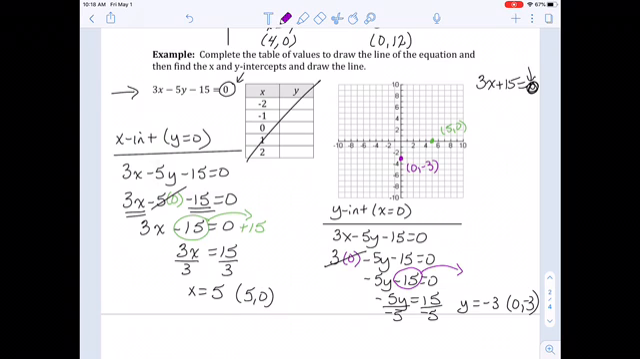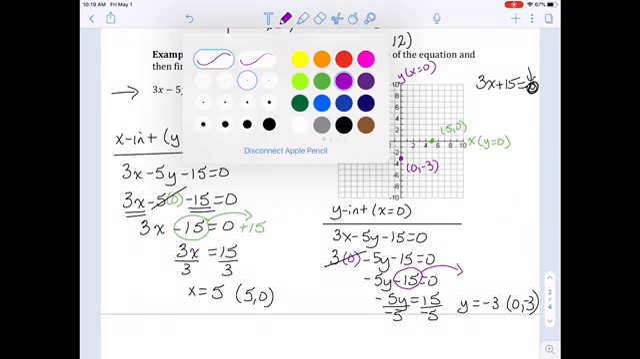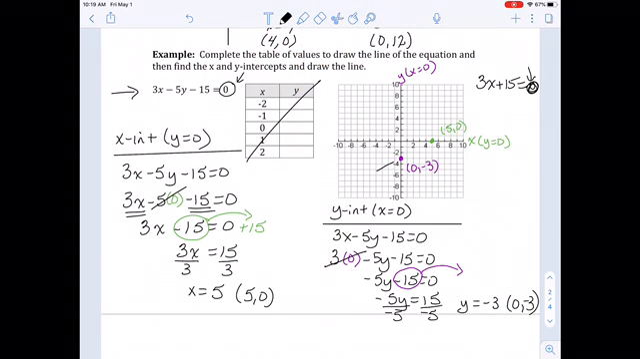And of course, right, this is my x-axis, and the equation of my x-axis is y equals 0. And here's my y-axis, and the equation of my y-axis is x equals 0. And now I draw a line through those two values.